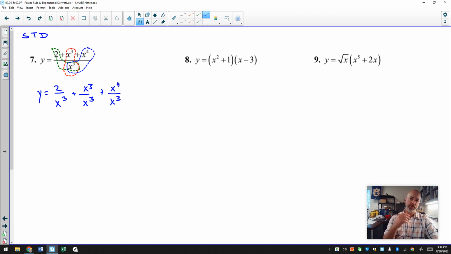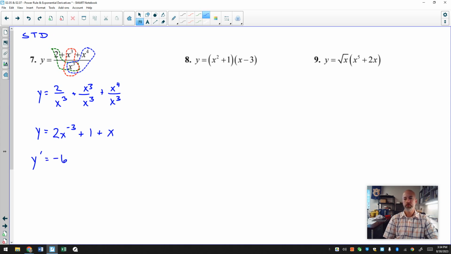And I'm going to go ahead and start thinking about the derivative. I know the derivative is on the horizon. And so 2 over x cubed, I'm going to go ahead and bring that x cubed back up to the top, make it 2x to the negative 3. X cubed over x cubed is 1. X to the fourth over x cubed is x. And now I am ready to differentiate each one of those pieces.